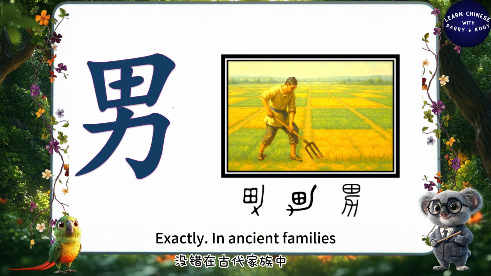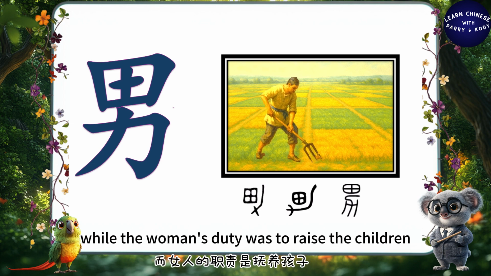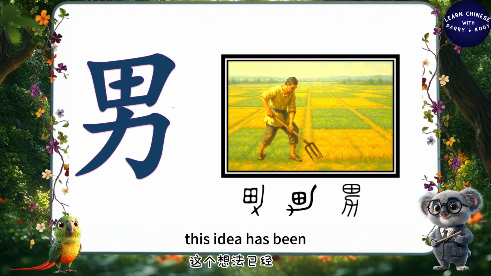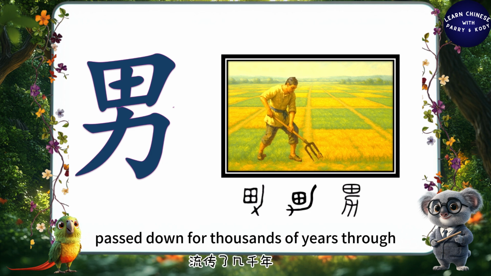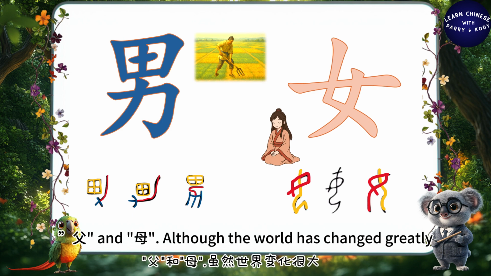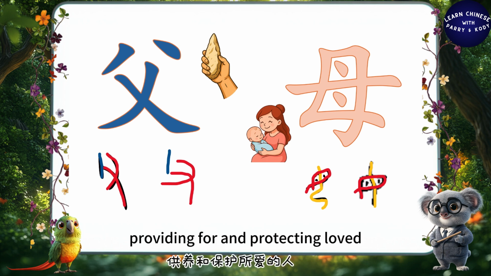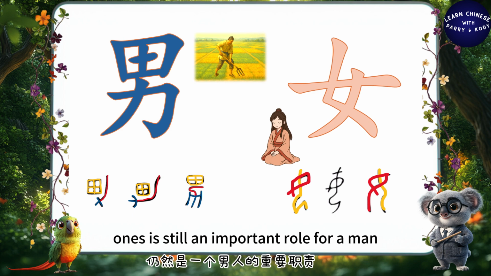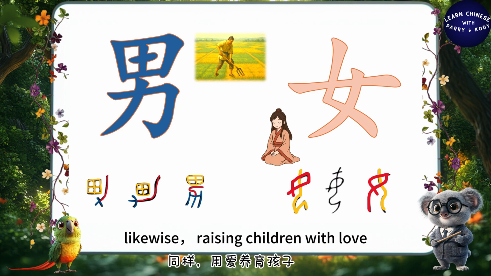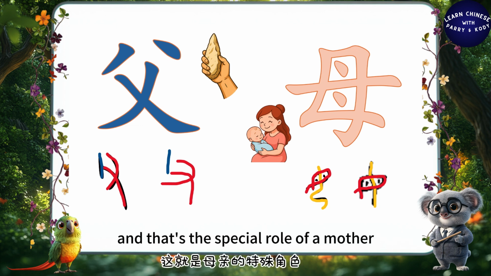Exactly. In ancient families, the man's duty was to farm and provide for the family, while the woman's duty was to raise the children. This idea has been passed down for thousands of years through the forms of the characters Nan and Nü, Fu and Mu. Although the world has changed greatly, and most people no longer need to farm to support their families, the responsibility of providing for and protecting loved ones is still an important role for a man. Likewise, raising children with love and tenderness remains at the heart of a happy family. And that's the special role of a mother.